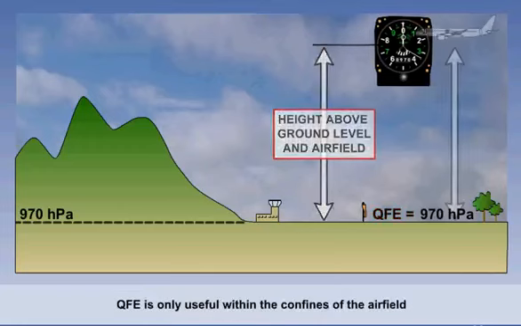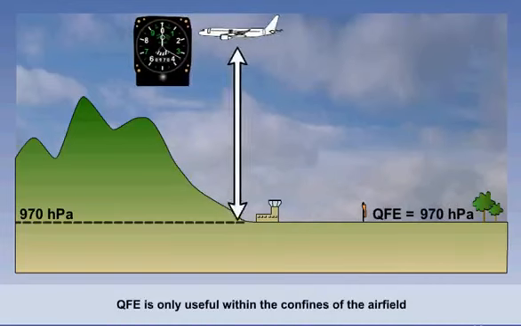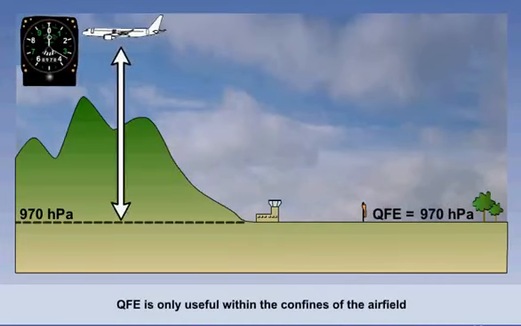This can only be useful within the immediate confines of the airfield. Looking at the diagram, we can see that if we were to fly 5 miles away, the altimeter will still read the height above the airfield. Notice that because the ground is uneven, we no longer have a reading that tells us how high we are above the ground in our immediate vicinity. This is not very useful and could lead to potential problems, especially if we are unable to see the ground.